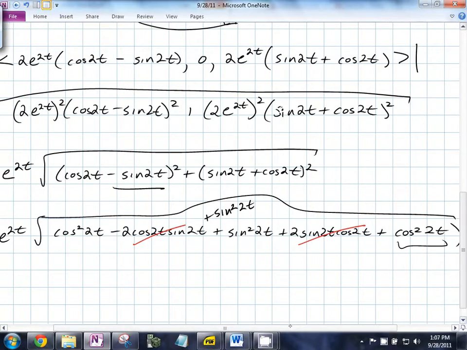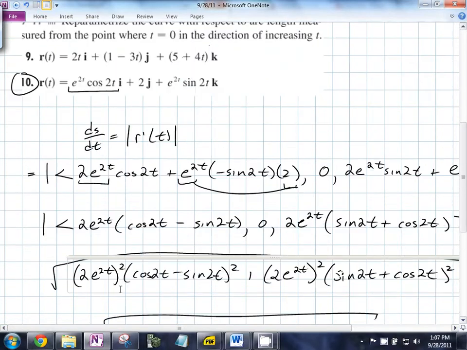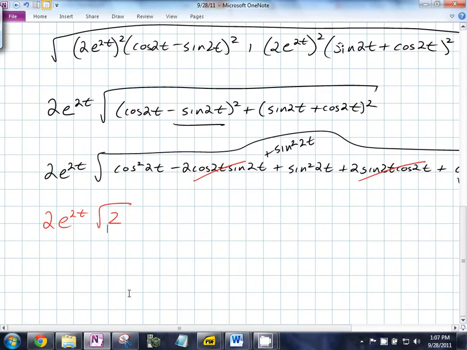So let's just take stock. What did we just find? We just found ds dt is 2 root 2 times e to the 2t. Yes. Doing the same question in the video, you did.